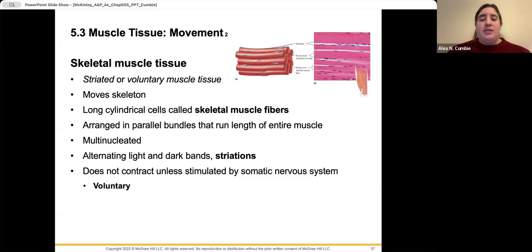control the movement of our muscles, unless there's some sort of disease or disorder that causes twitching or non-voluntary movement. This is going to be distinctly different from cardiac and smooth muscle, which is not voluntary. So we're not actively telling our heart to beat or our smooth muscle to move different substances throughout the body. We'll get into this a little bit more in our future chapters.